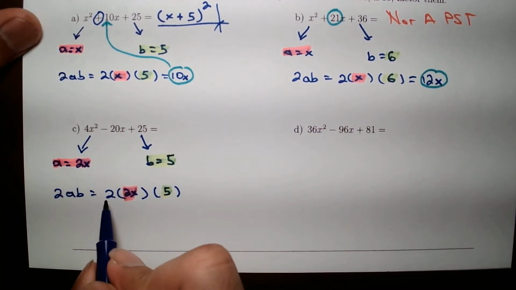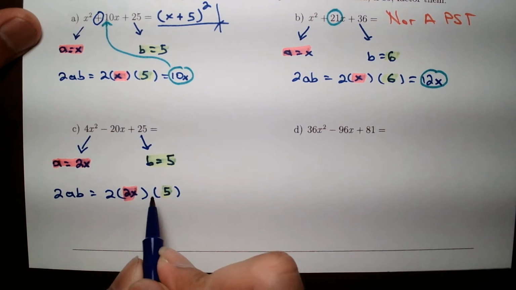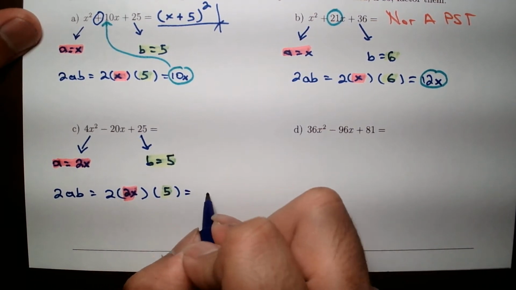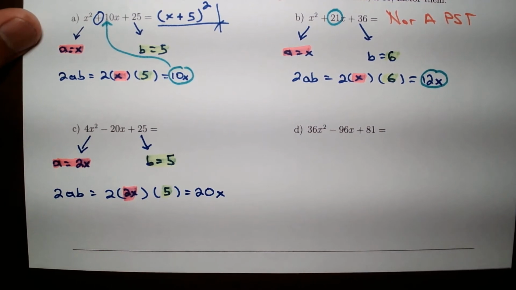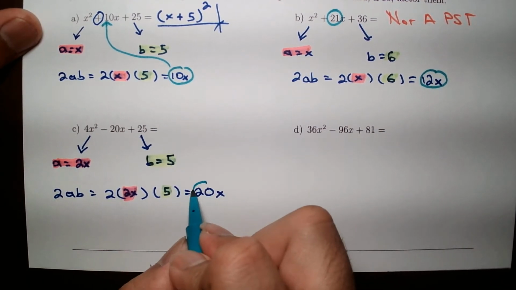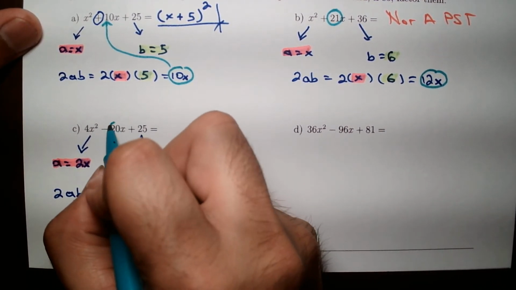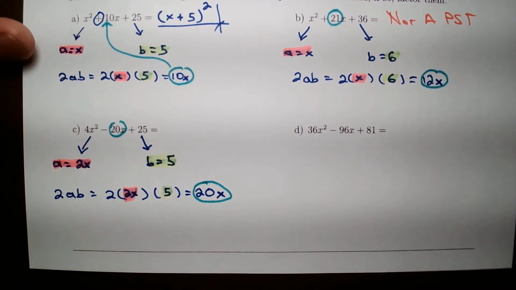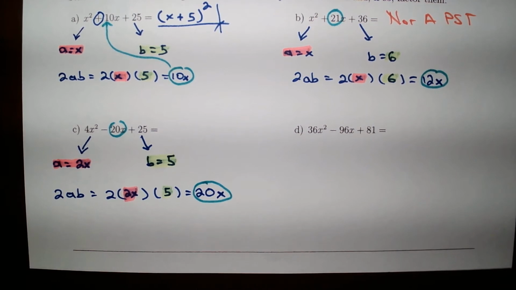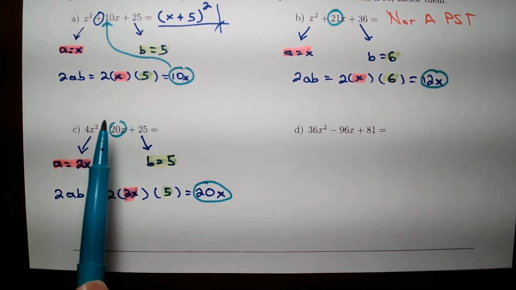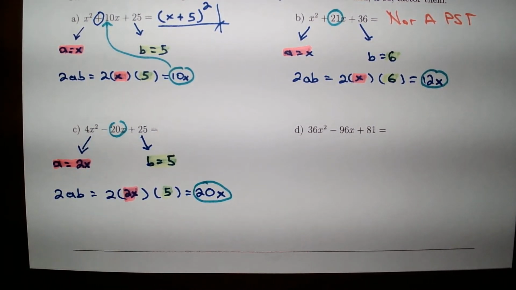All right, we need to multiply 2 times 2, which is 4. 4 times 5 equals 20, times x. Don't forget the x. Now, is that 20x matching this 20x? You may ignore the negative sign for a minute. And yes, in this case, it's the same. It doesn't matter if you don't have the negative. This negative is going to be used soon.